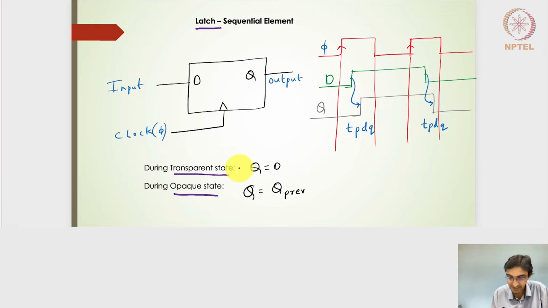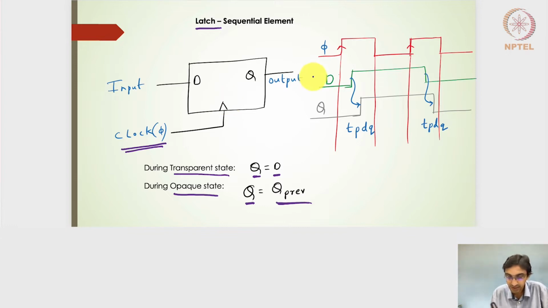During the transparent state, the output will follow the input. Whatever changes happen at the input, or whatever the input level is, we will get at the output. In an opaque state, the output doesn't follow the input, so the output will be nothing but the previous output state. These transparent and opaque states are defined by the clock signal applied to the latch. This is the very simple primitive definition of the latch.